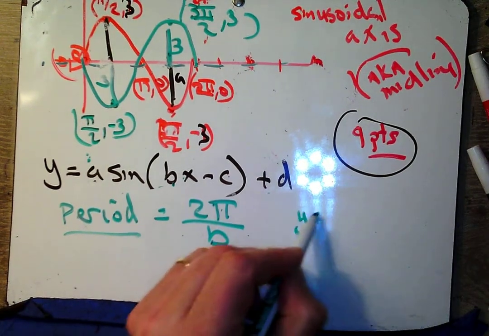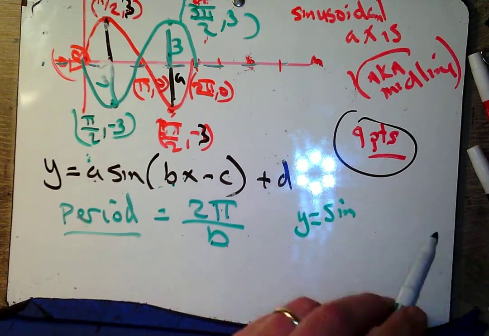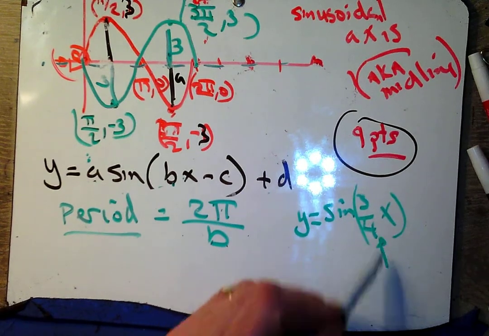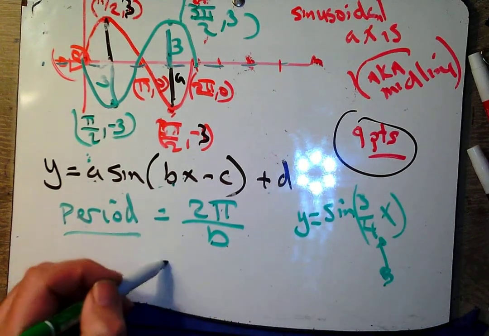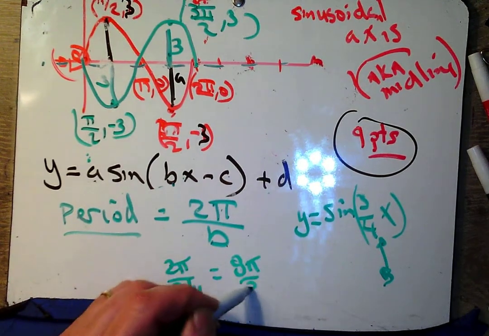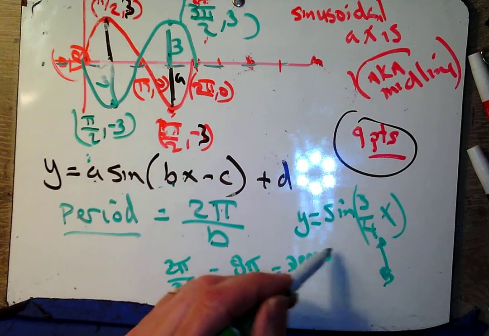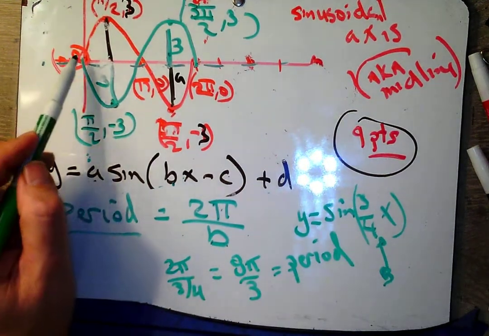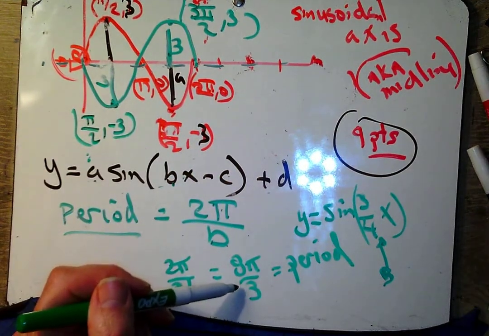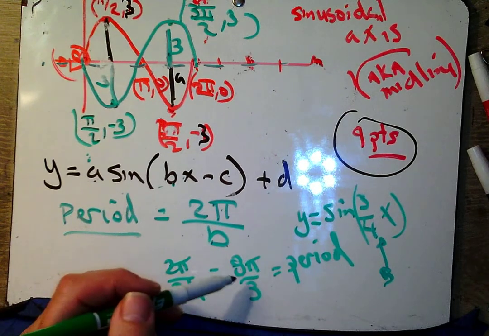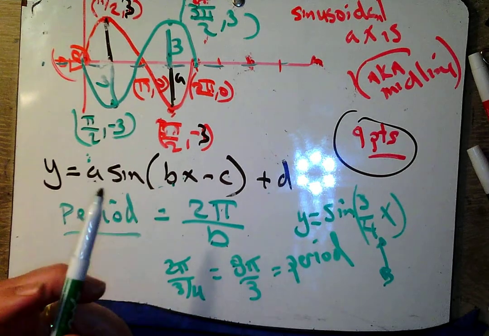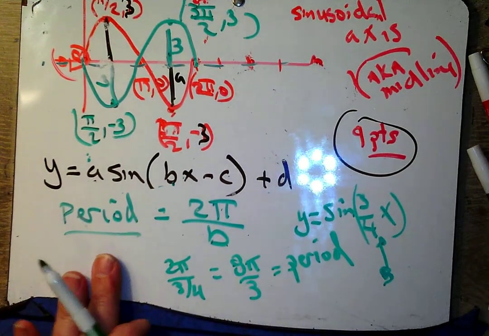So if I'm looking at y equals sine 3/4 x, here's my b value, and I want 2 pi over 3/4, which is going to be 8 pi over 3 for the period. Now, normally my period goes 0 to 2 pi. Well, in this case, I might be going from 0 to 8 pi over 3, which is more than 2 pi, but less than 3 pi. Don't worry, we'll talk about graphing that shortly.